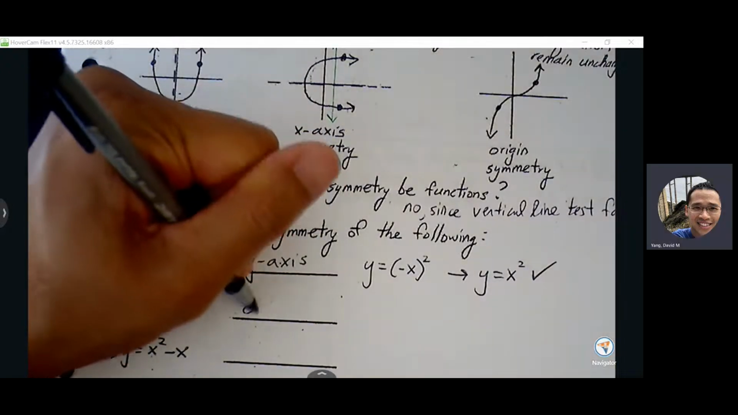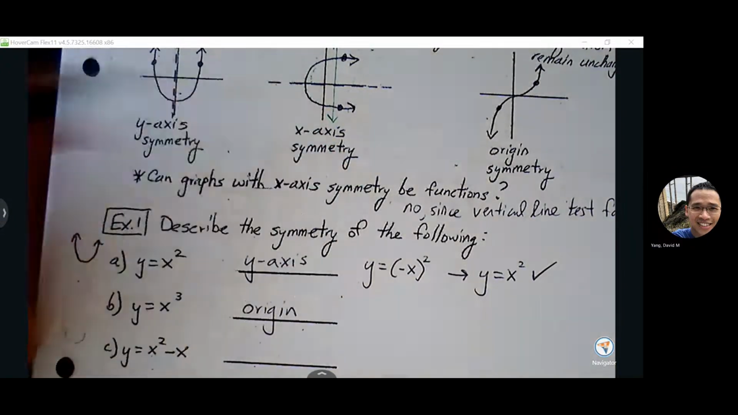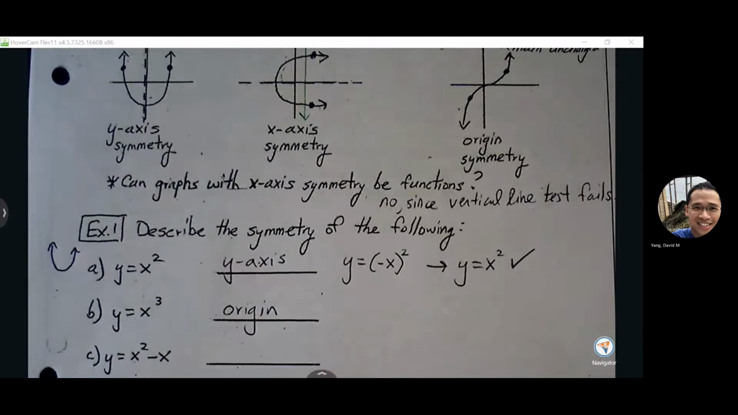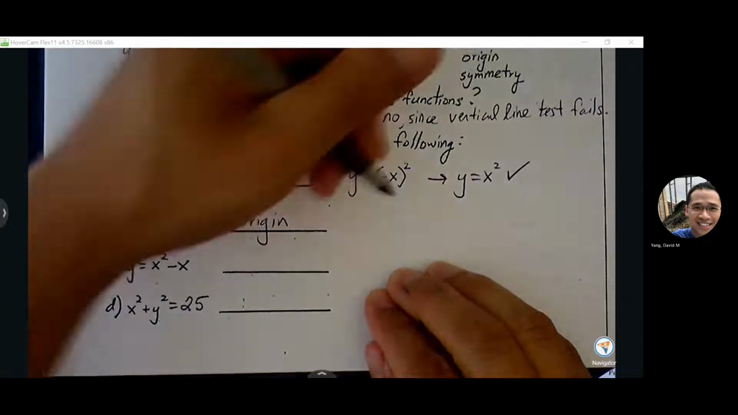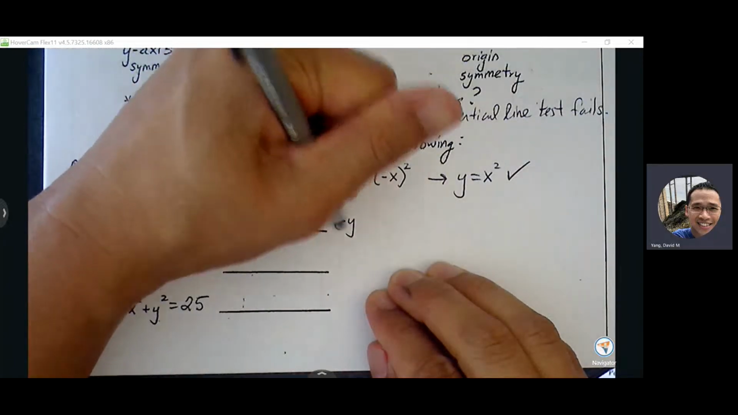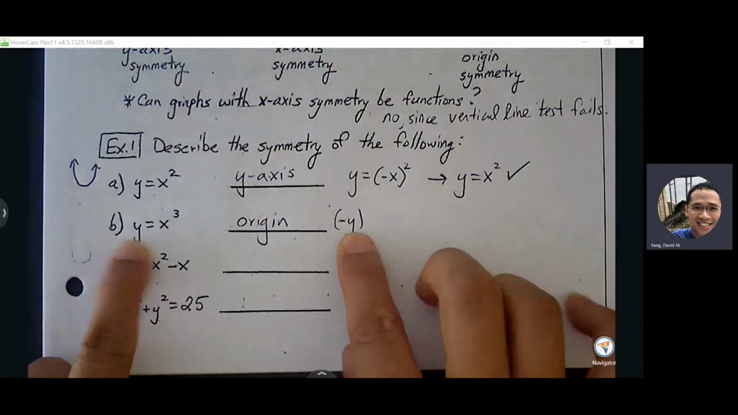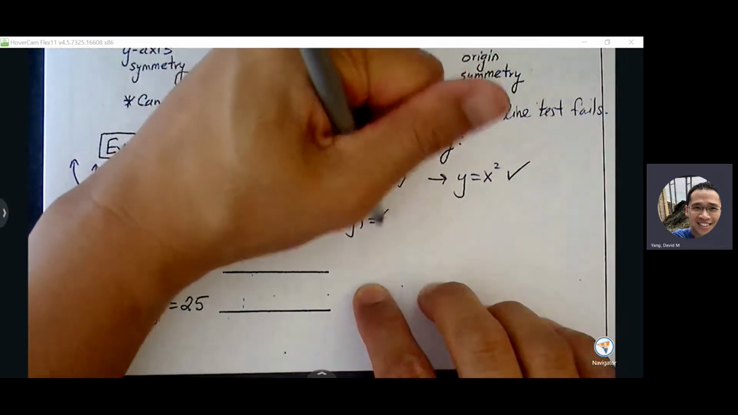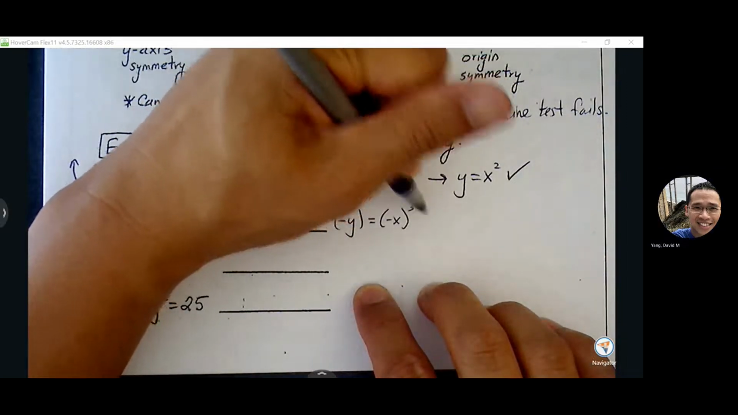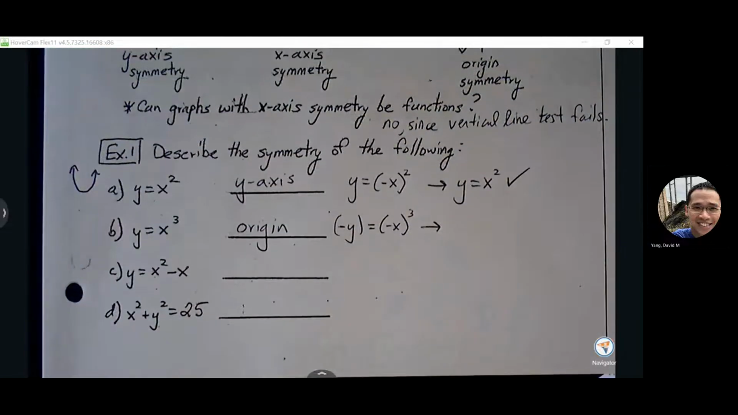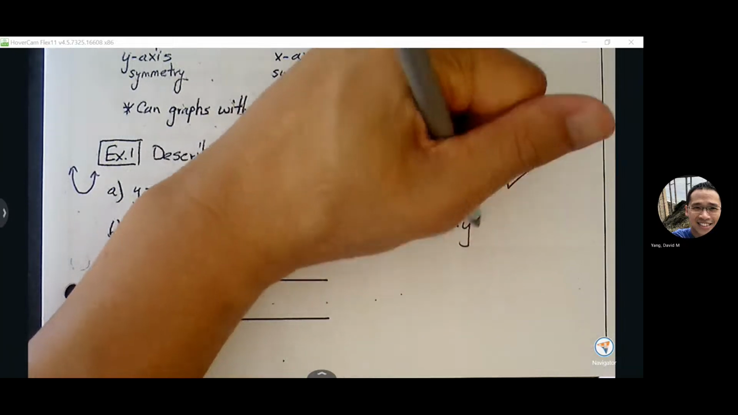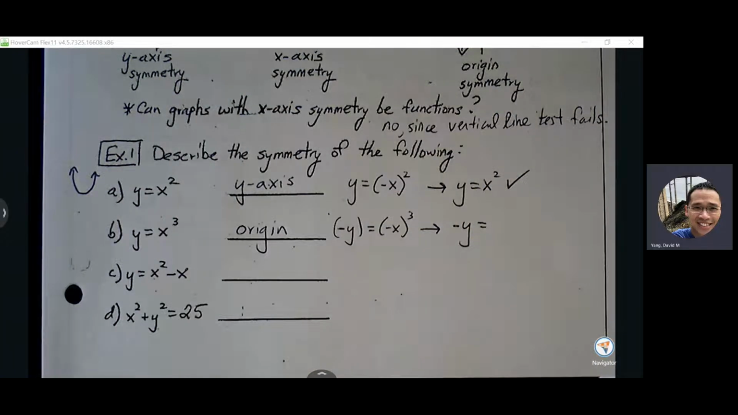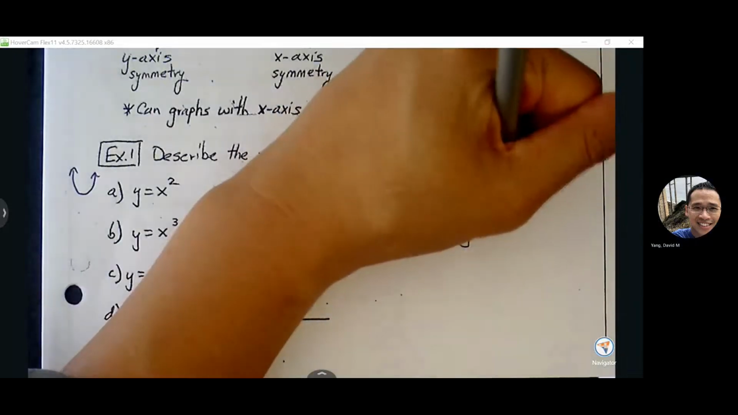So origin symmetry. I'll replace the y with negative y. I'll replace the x with negative x. Negative y stays negative y. Negative x cubed, is that going to stay negative or turn positive? Negative.